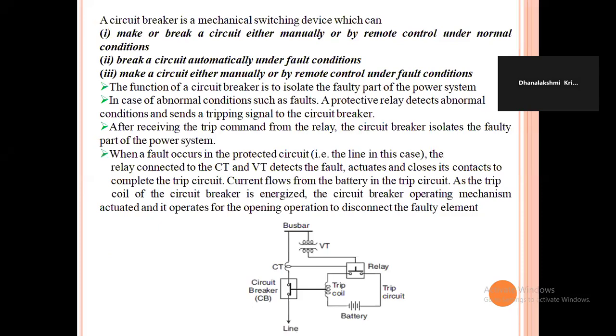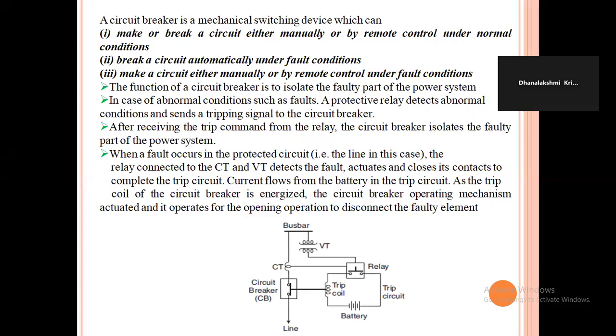So circuit breaker is a mechanical switching device. It's capable of making, carrying and breaking current under a normal circuit condition, and also make or break a circuit under normal condition. Break a circuit automatically or manually under faulty condition. Make a circuit either manually or remotely controlled under faulty condition. The function of circuit breaker is to isolate the faulty part of the system.